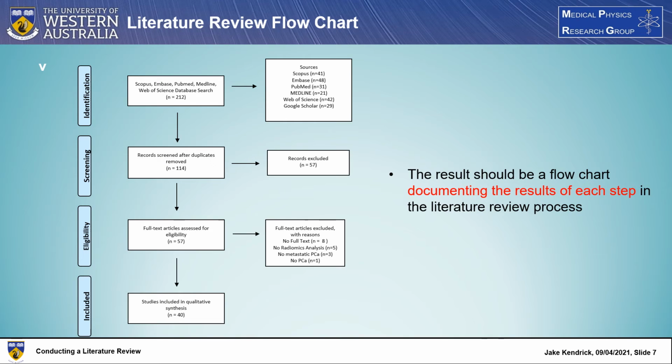Now here is where you want to document the reasons why you did not include any of those 57 articles in your final analysis. So again, for example, 3 of those papers didn't have anything to do with metastatic prostate cancer, so they weren't included for my literature review. 5 of them had no radiomics analysis whatsoever, so of course they weren't included. But again, these criteria need to be specific to whatever review you are conducting. And then what we end up with is the included, so we have 40 studies that were included in the final analysis, and these are the ones that I'll analyze in the final article.